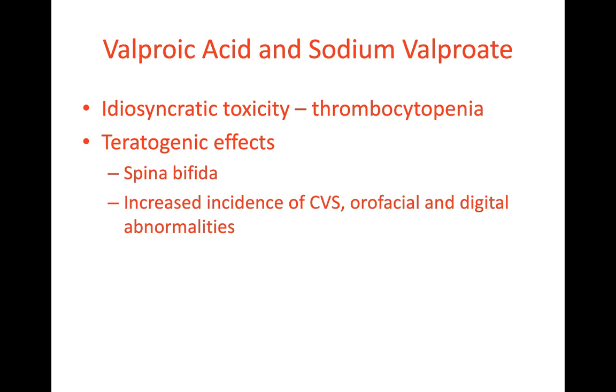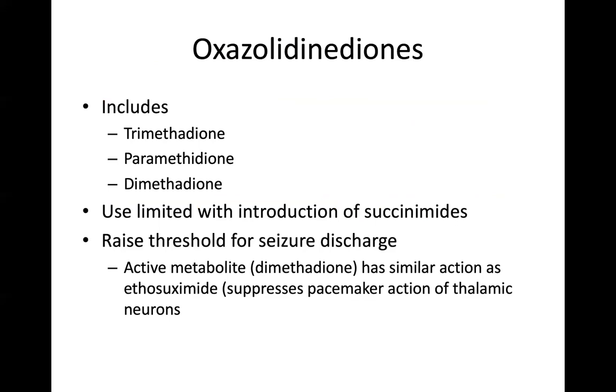What we find is these are primarily neural tube defects. We see spina bifida. We see some defects in the cardiovascular system, and the orofacial and digital abnormalities have all been identified. So those are the black box components that we see. I didn't put pancreatitis, but it is considered there. So valproic acid works pretty well, but we do have to be careful with it.